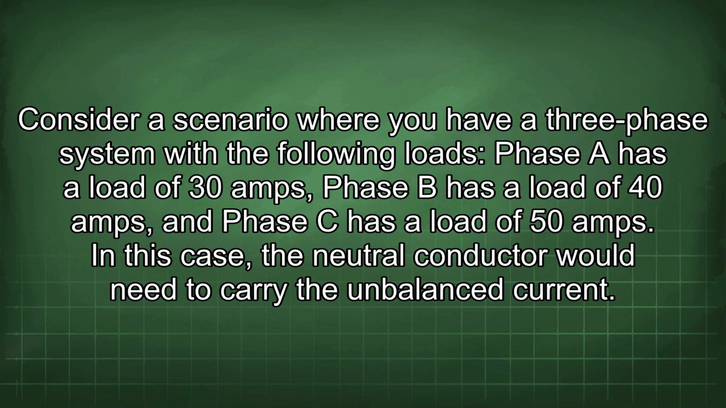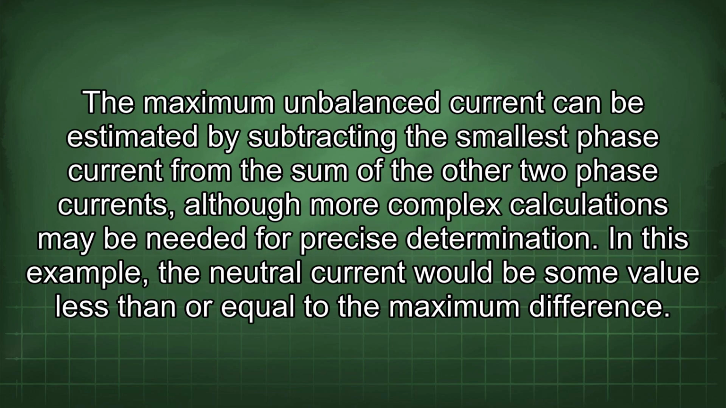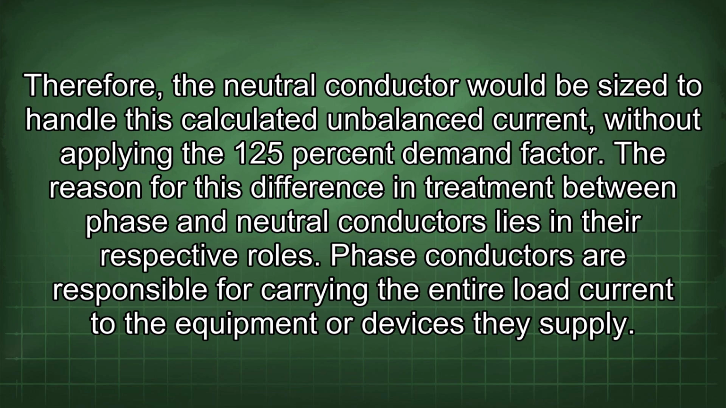Consider a scenario where you have a three-phase system with the following loads. Phase A has a load of 30 amps, Phase B has a load of 40 amps, and Phase C has a load of 50 amps. In this case, the neutral conductor would need to carry the unbalanced current. The maximum unbalanced current can be estimated by subtracting the smallest phase current from the sum of the other two phase currents, although more complex calculations may be needed for precise determination. In this example, the neutral current would be some value less than or equal to the maximum difference. Therefore, the neutral conductor would be sized to handle this calculated unbalanced current without applying the 125% demand factor.